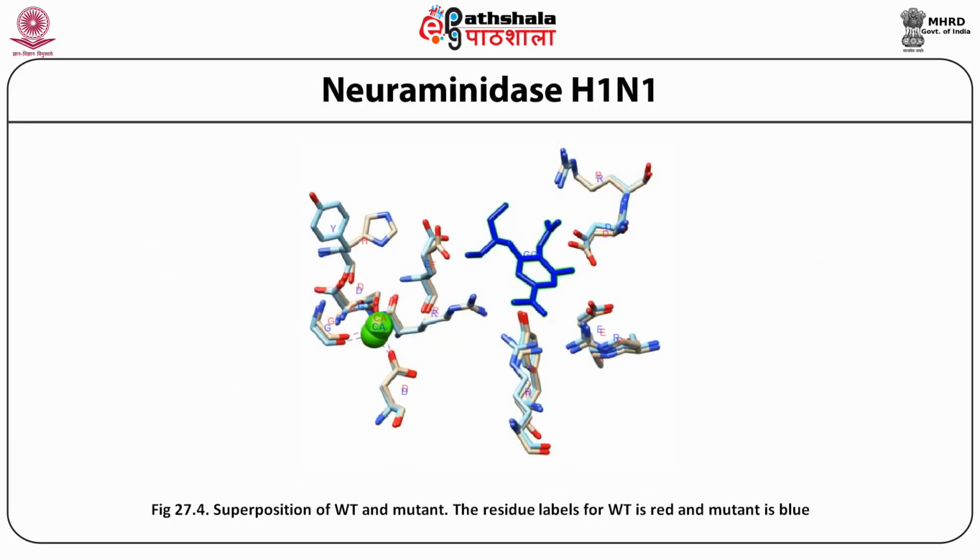I am just showing an example of an influenza virus related macromolecule, neuraminidase H1N1. Here we have superposed the wild type and the mutant structures. The residue labeled for wild type is red and the mutant is blue. In the wild type we have histidine, and in the mutant we have tyrosine. On the left hand side top, because of mutation, look at the conformation, how the histidine moves from the right hand side to the left hand side to become tyrosine. The effect of this is to influence the conformation of glutamic acid, which is near the original histidine. Then you can clearly see during mutation how the glutamic acid conformation changes.